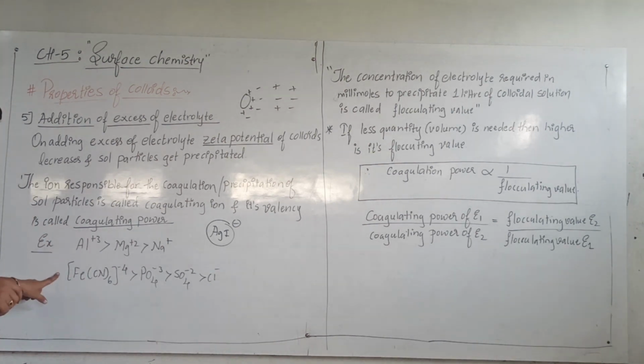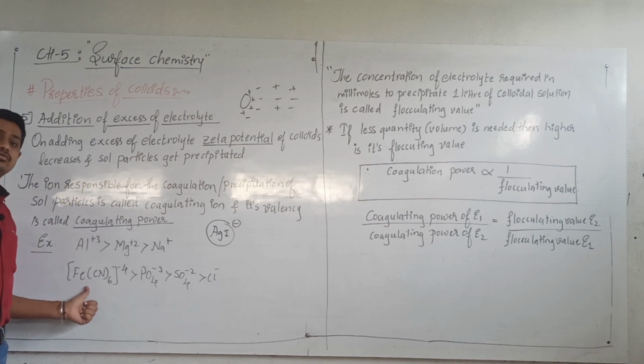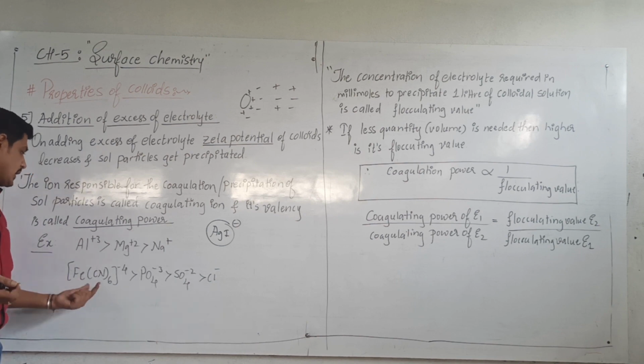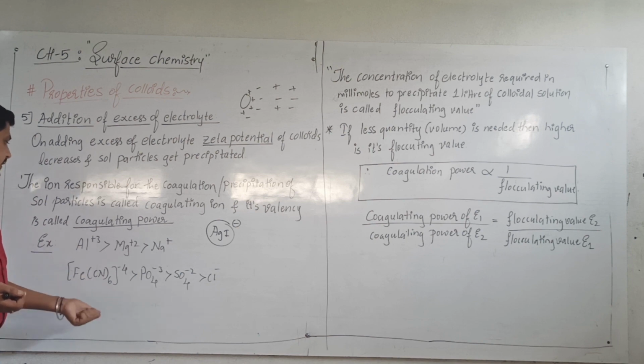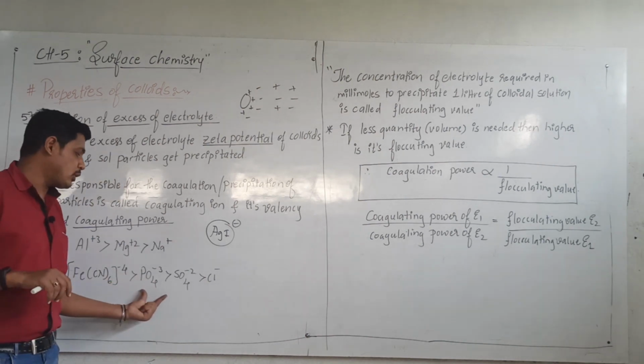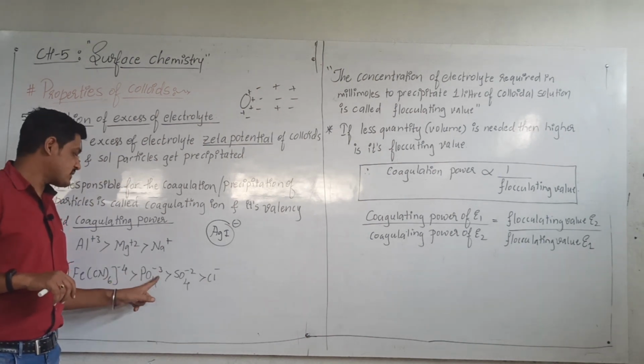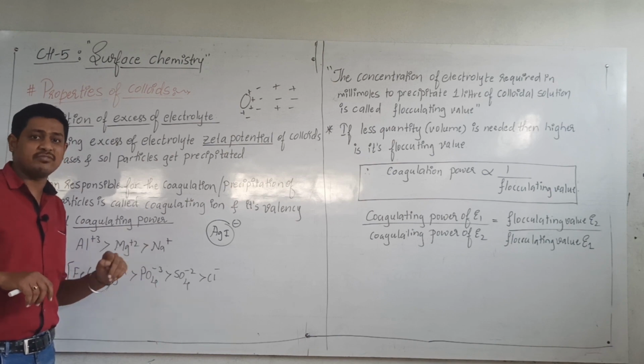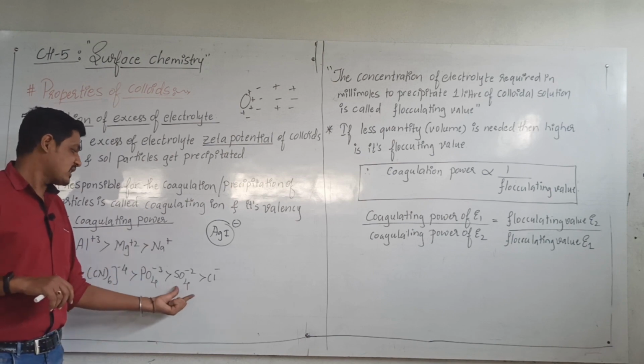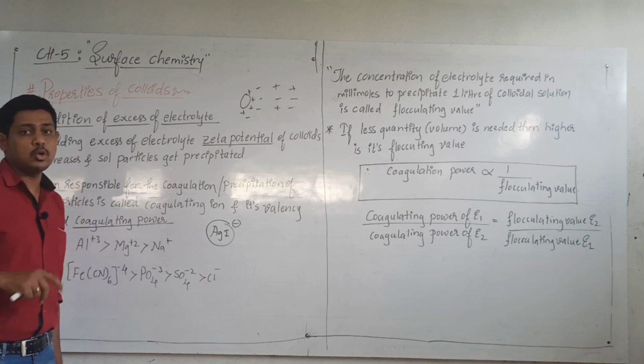Okay, then if the sol particles or colloidal particles are positively charged, then negatively charged electrolytes will remove their charges. So here hexacyanoferrate is there. Now this has a -4 charge, meaning this single ion will coagulate or precipitate 4 of the positively charged colloidal particles. Now phosphate ion is there. Phosphate ion has a -3 charge, so this will precipitate 3 of the positively charged colloidal particles. Sulfate will do 2 and a chloride ion will do 1.